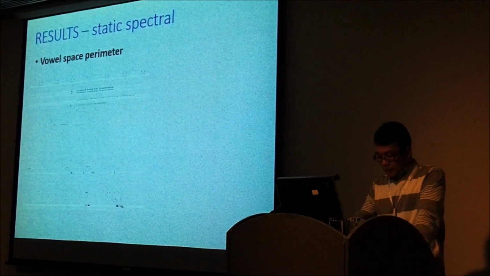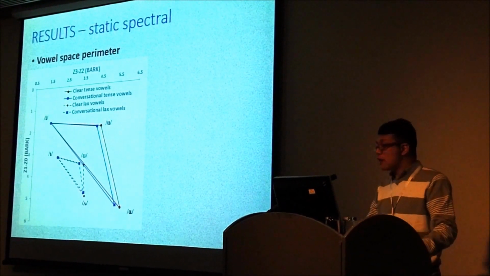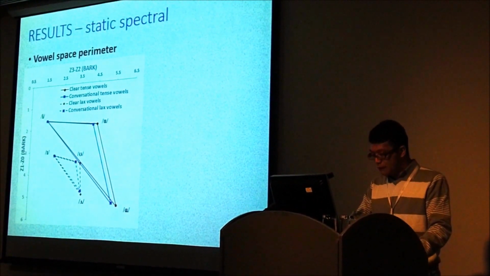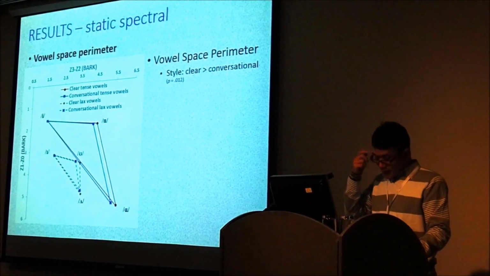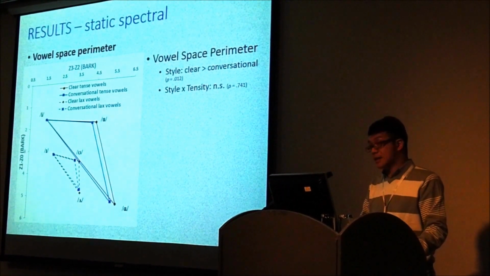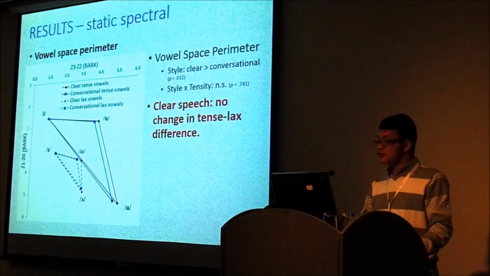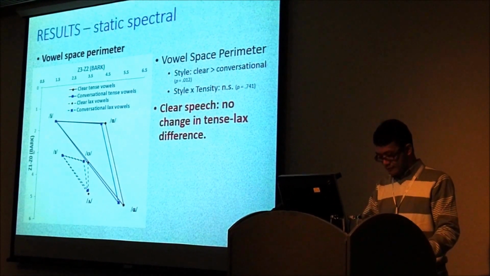And the vowel space perimeter results show that it was greater in clear speech, suggesting that there was an expansion of vowel space, and that was consistent with previous findings. However, there was no style by tensity interaction. So in general, there was no change in tense-lax perimeter difference across speaking styles.